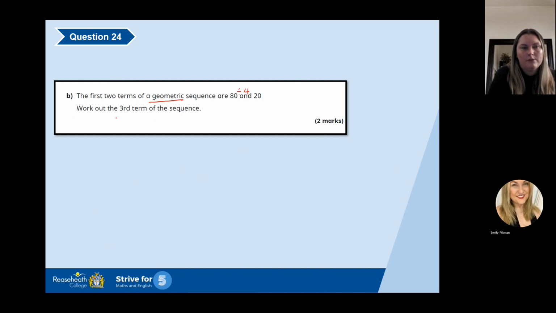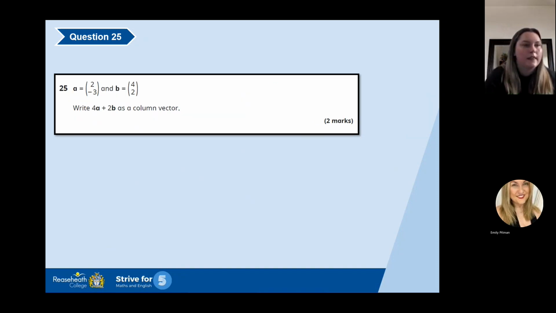Work out the third term of this sequence. That's the first term, that's the second term, and I want the third. So I'm just going to divide by 4 again. 20 divided by 4 is 5. The answer is 5.